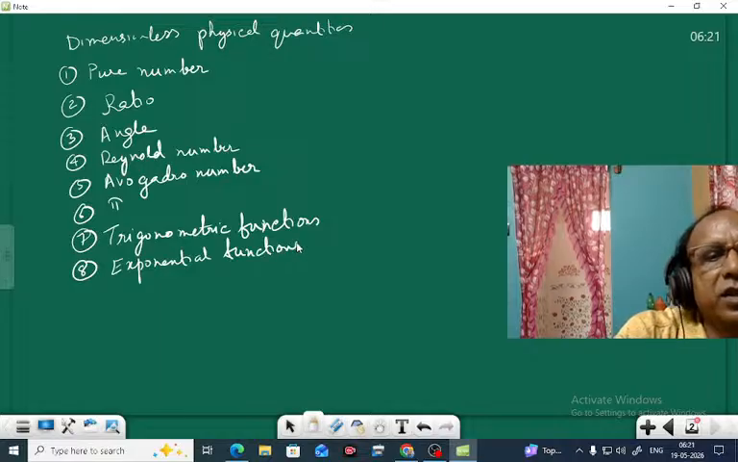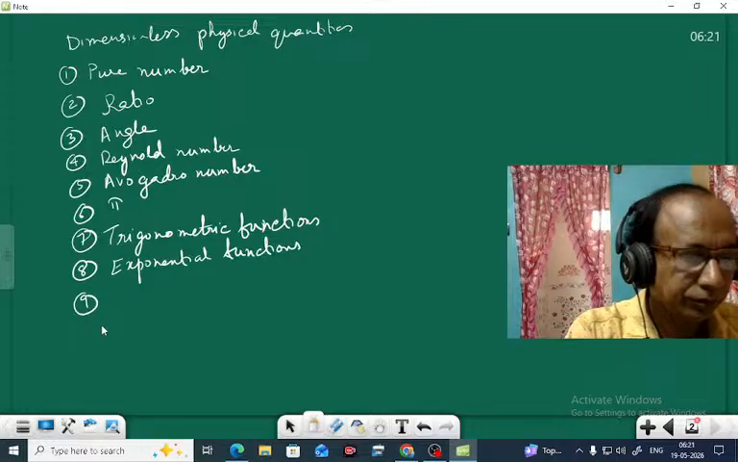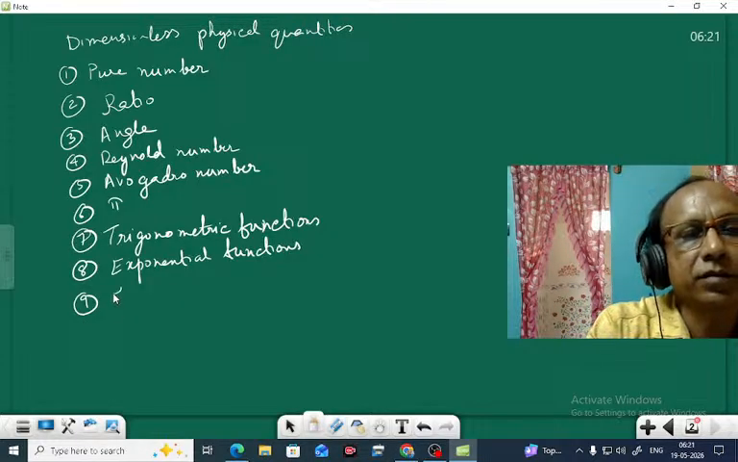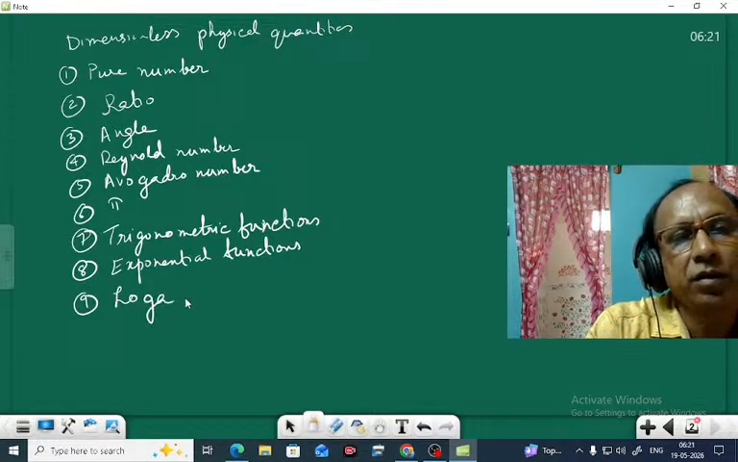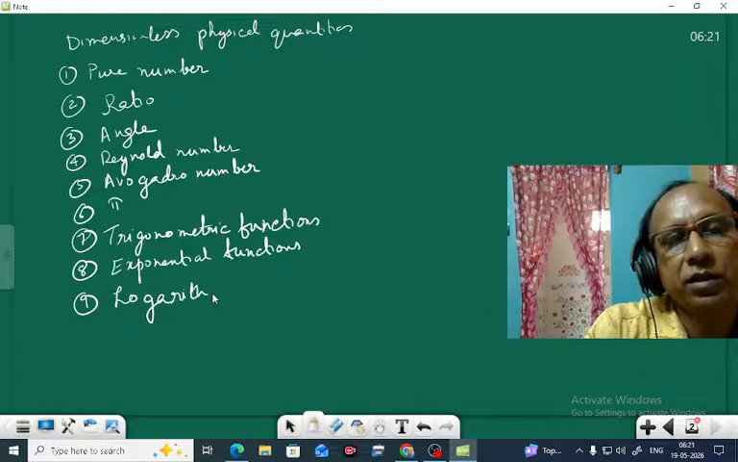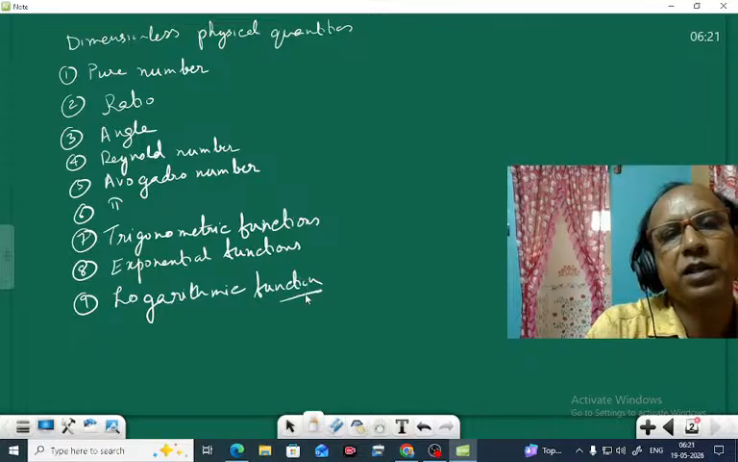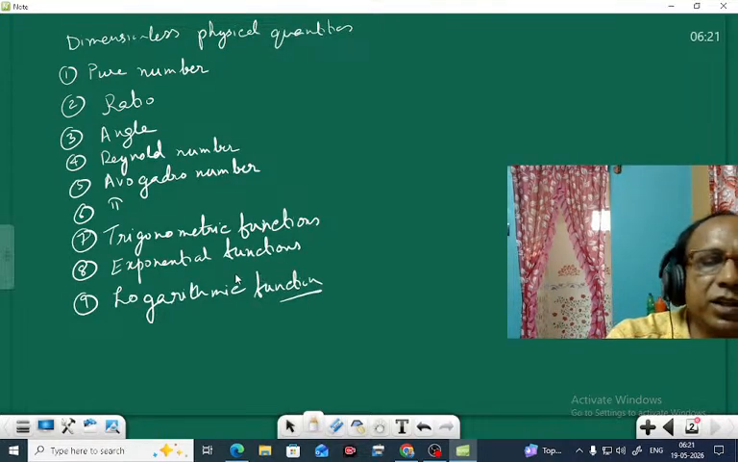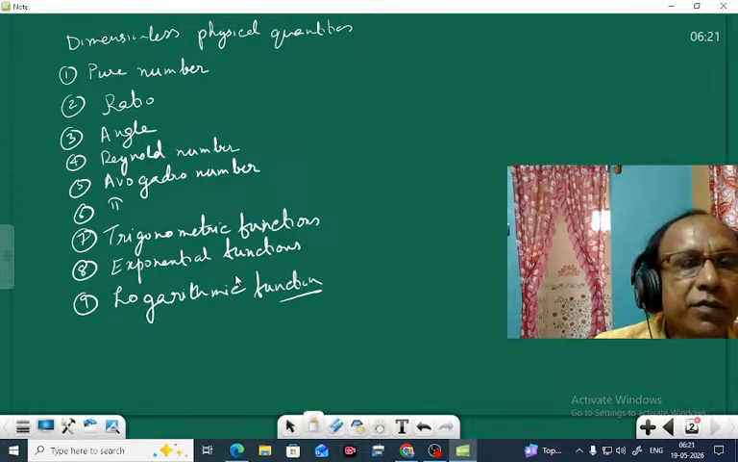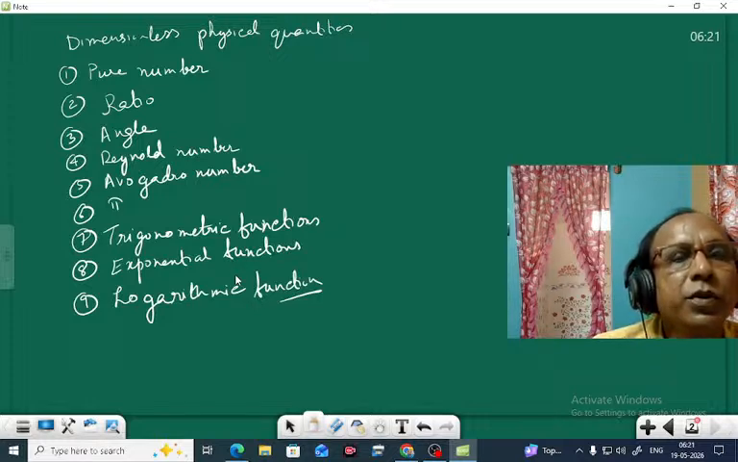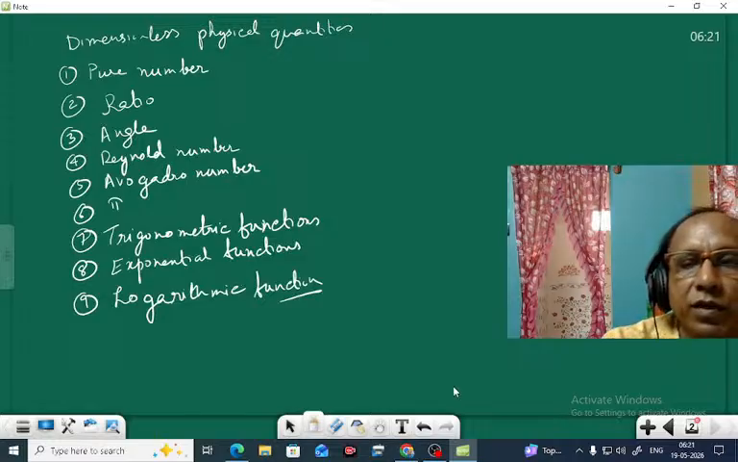These are all dimensionless quantities. Or you can say number 9 as a logarithmic function. So these are all dimensionless logarithmic functions. These are what we call dimensionless constants, or there is no dimension for these quantities. So you have to remember that these quantities have no dimension. That is trigonometric functions, exponential function, logarithmic function, pure number, ratio, angle, Reynolds number, Avogadro number, pi. So these are the dimensionless physical quantities.